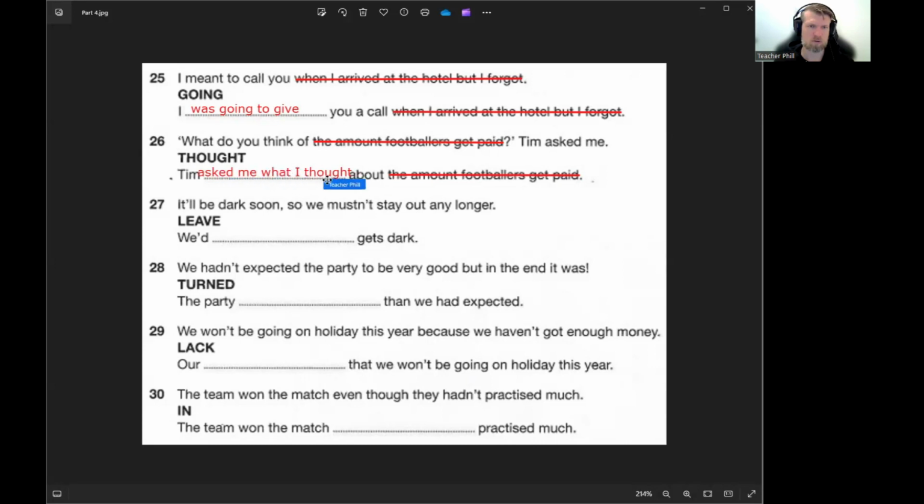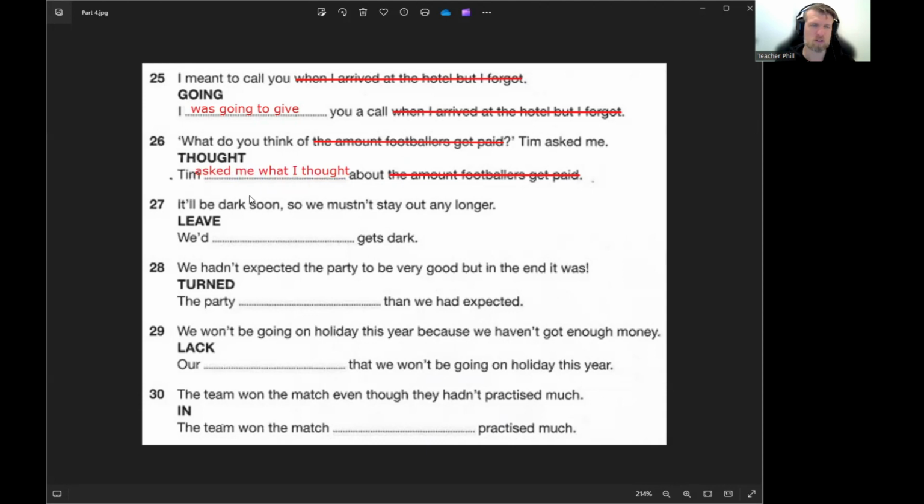1, 2, 3, 4, 5 words. Yeah, that would work. I'm not sure if the me is necessary. Tim asked what I thought about. I guess that would also work in a way. But because it says he asked me, I think I want to keep it to make the 2 sentences as similar to each other as possible.